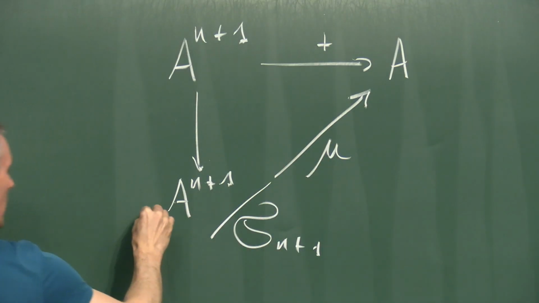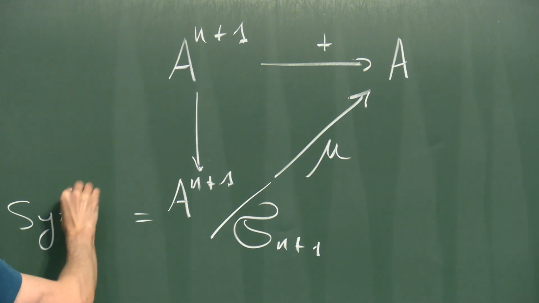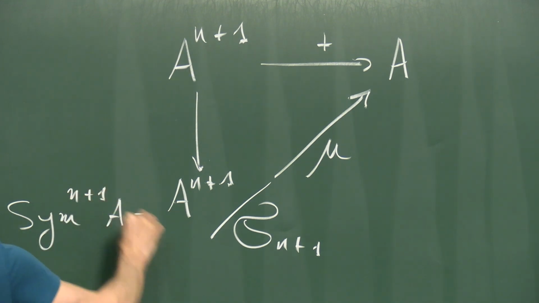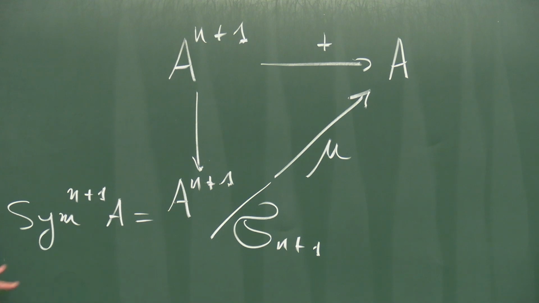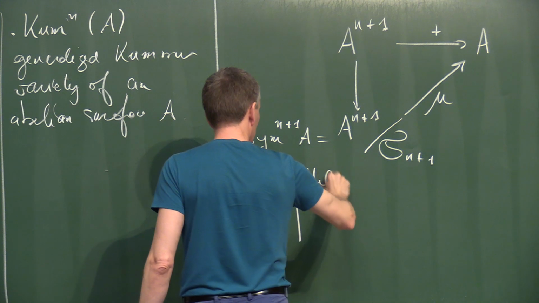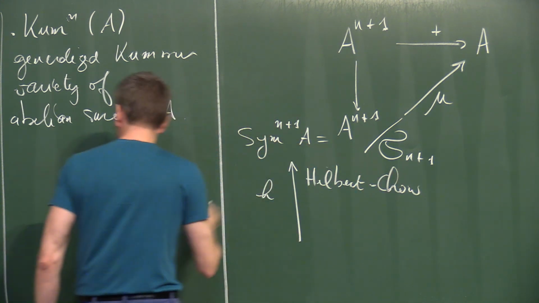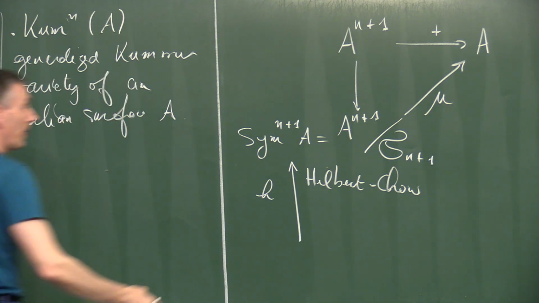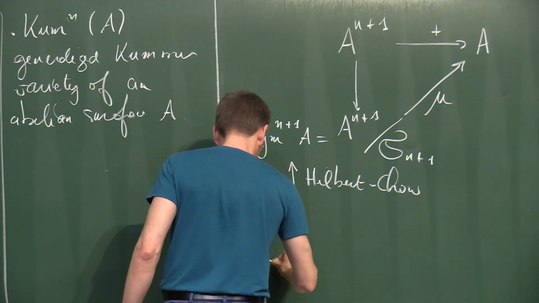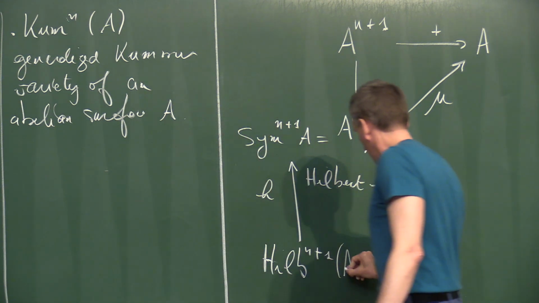Let me call it nu, since I will use it a lot. I will call the source the symmetric product of n plus 1 points on A. What happens is that this variety has singularities, so we consider the Hilbert-Chow morphism that resolves the singularities. Let me call it H. And the resolution is indeed given by the Hilbert scheme of n plus 1 points on the abelian surface.